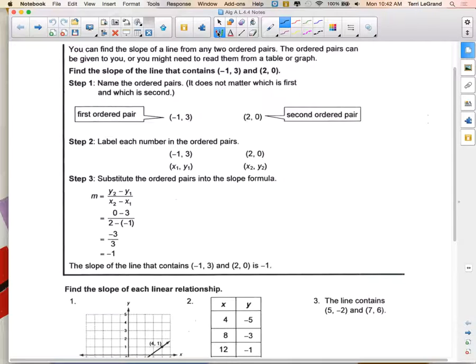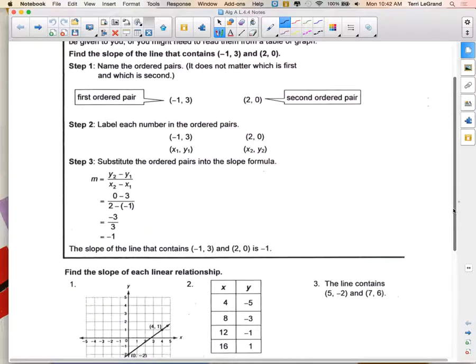Okay? So what is the slope formula in this? Anybody find it? M equals y2 minus y1 over x2 minus x1. So right here in step 3, there's our slope formula. That's what you have highlighted. Okay, if you did not find that in there, that is the slope formula.